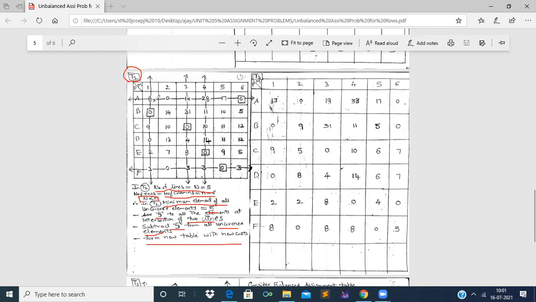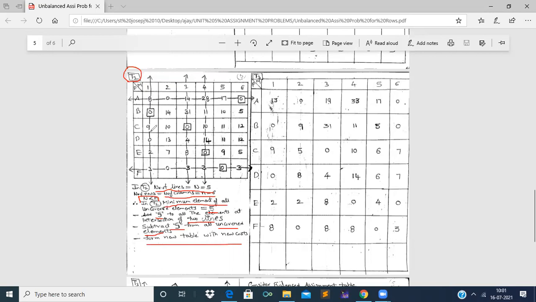Now see here, 8 plus 5 is 13. Next, 0, 14 plus 5 is 19. 28 plus 5 is 33. 17 should be written as it is, and 0. 0 should be written as it is. Next, 0 should be written as it is. 14 minus 5 is 9. 31 should be written as it is. 11 should be written as it is. Next, 10 minus 5 is 5. And 5 minus 5 is 0.